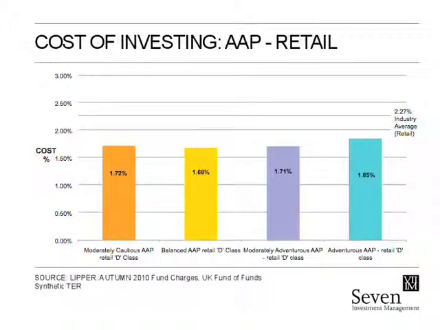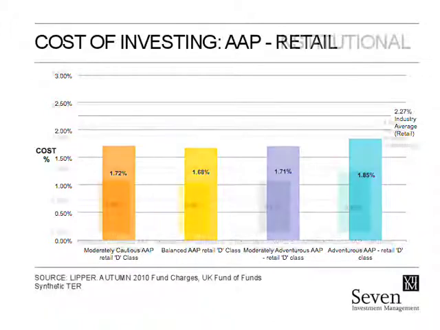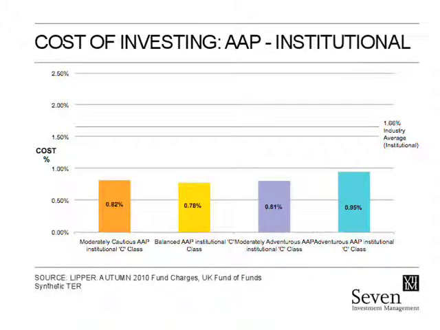In terms of cost management, the industry has a 2.27% average total expense ratio, and you can see that the AAP funds for 7IM are well below that. So the passive instruments within the funds are doing their job. And you can see that the institutional share class, which has an industry average of 1.66, that the 7IM funds are less than half of that. So 7IM AAP funds in particular represent extraordinarily good value when it comes to multiple asset class investing.